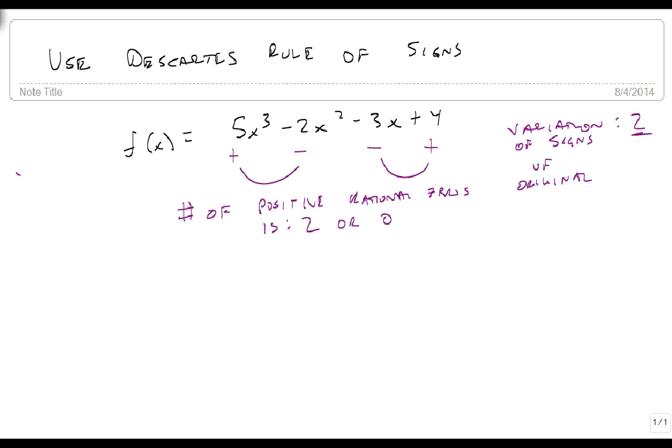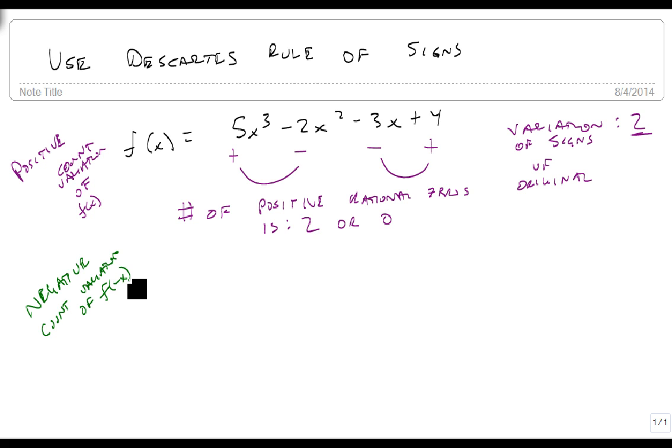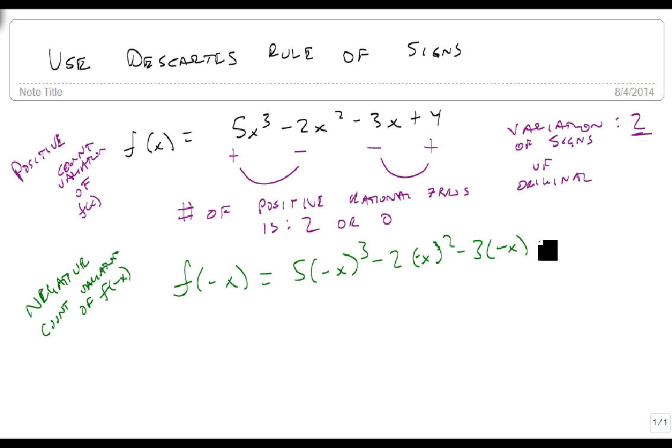Now that's the rule for positive. Positive zeros come from counting the variations of f of x, the original function. The negative zeros, though, the possible number of negative zeros, count the variation of f of minus x. So if we take f of minus x, that's going to give us 5 times minus x cubed minus 2 times minus x squared minus 3 times minus x plus 4.